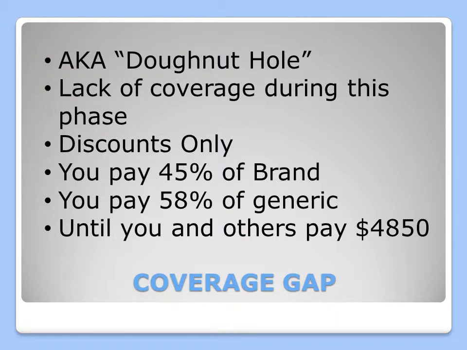You pay that amount until both you and others, if you have a state pharmaceutical program or some other third-party payer paying with you on the prescriptions, have spent $4,850 for the 2016 benefit year. After you meet that amount, you would move out of the coverage gap and back into coverage in the catastrophic phase, which we'll look at next.